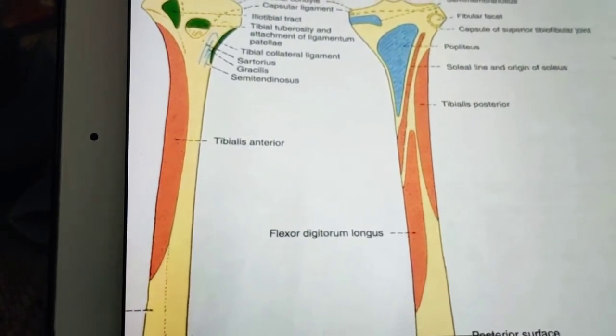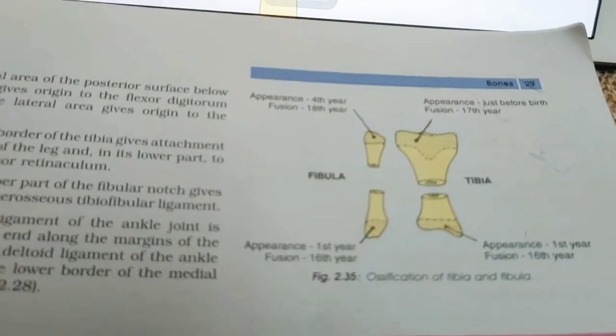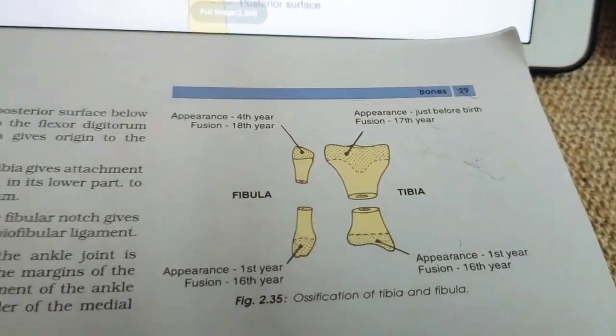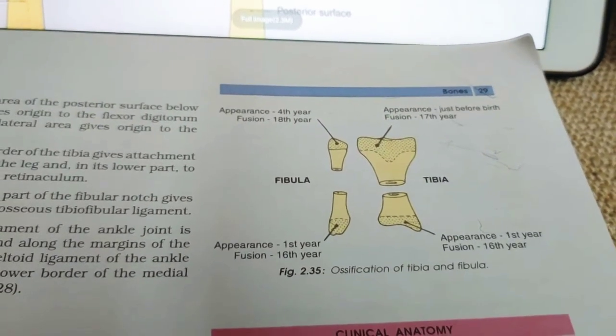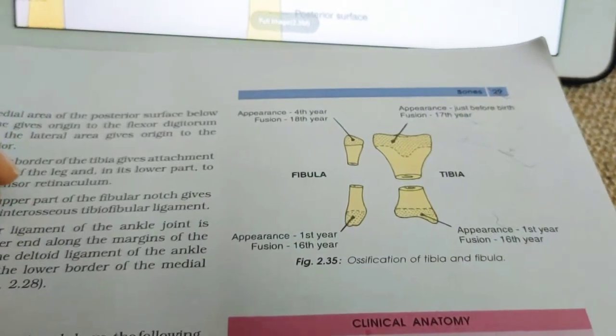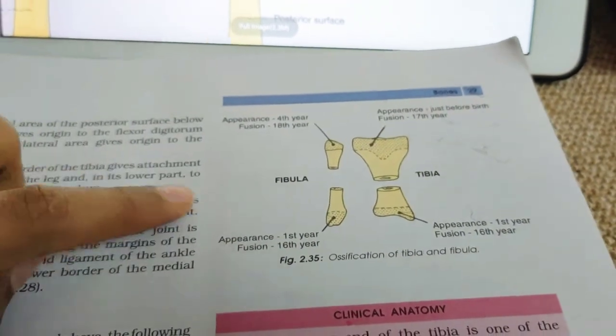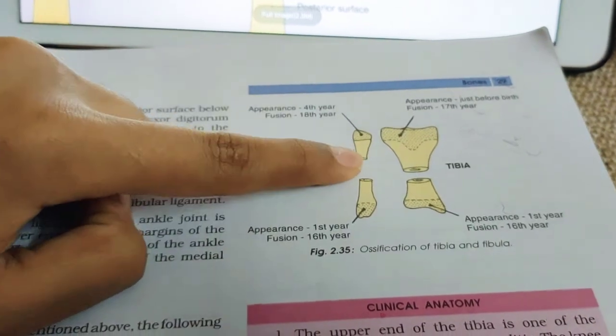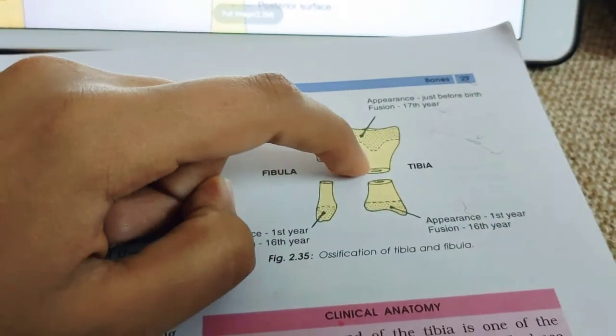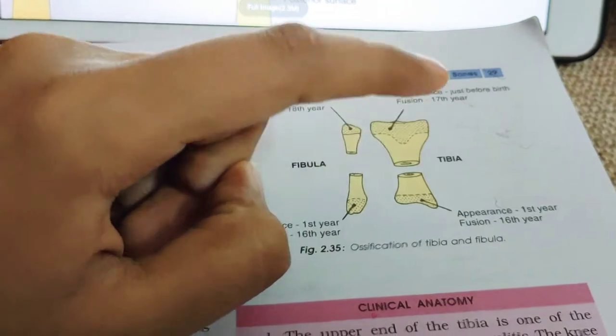Let's come to ossification. For that, see this diagram. Ossification of the tibia: the tibia ossifies from one primary center and two secondary centers. The primary center appears in the shaft during the 7th week of intrauterine life. This is the tibia.